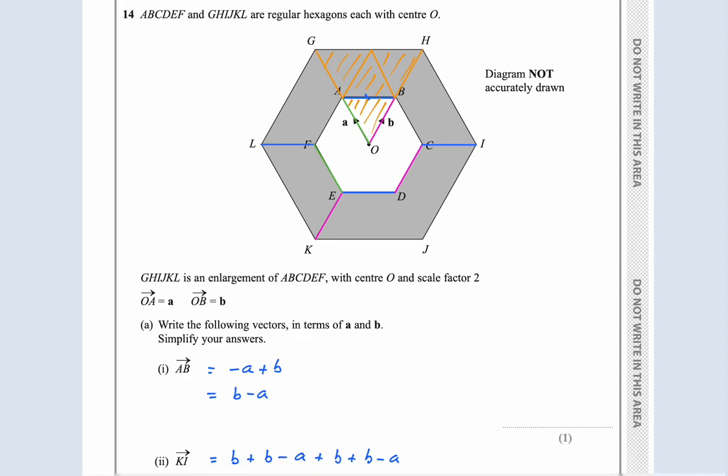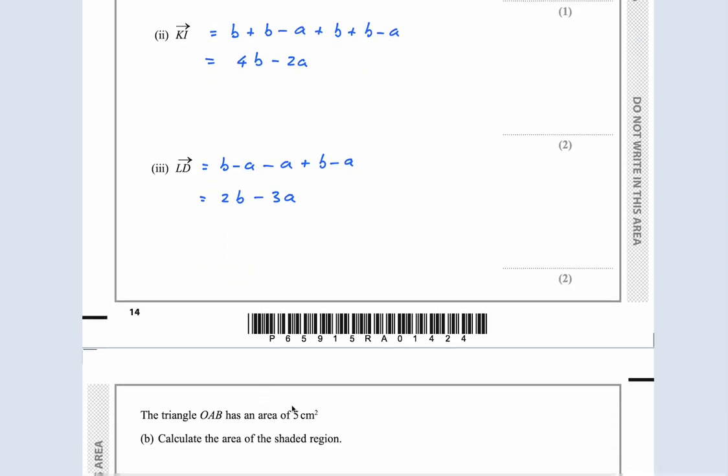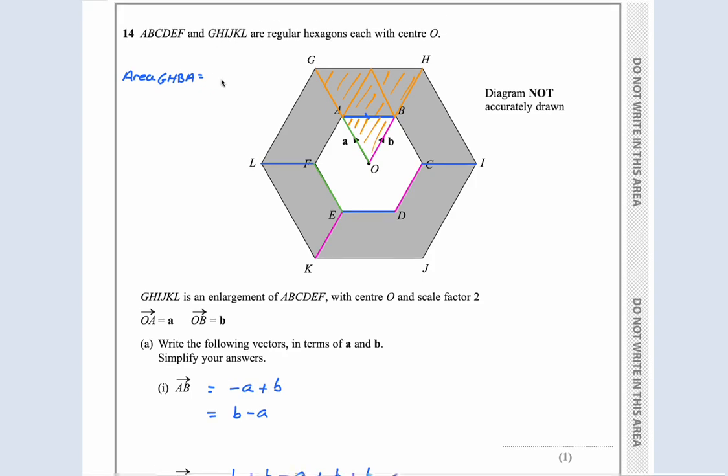So what I'm going to do is I'll just do it up here first and then I'll write it below. This area, area of trapezium GHBA is equal to 3 of these triangles, and it says these triangles is 5. So I'm going to do 3 times 5, which is 15. So this orange area is 15.